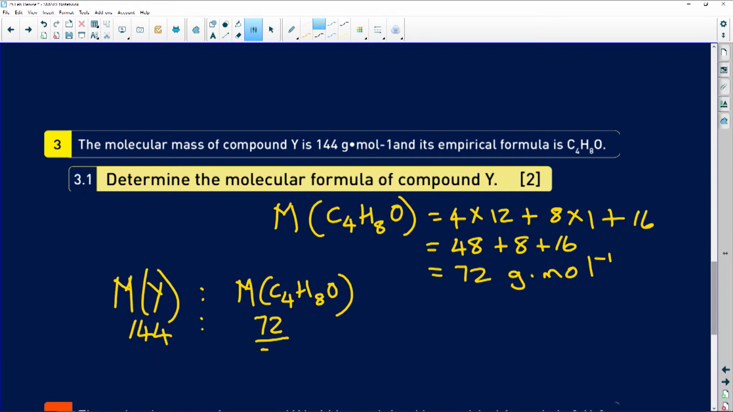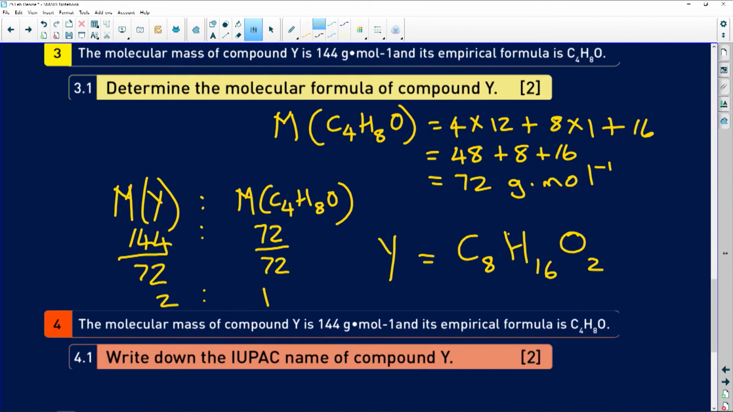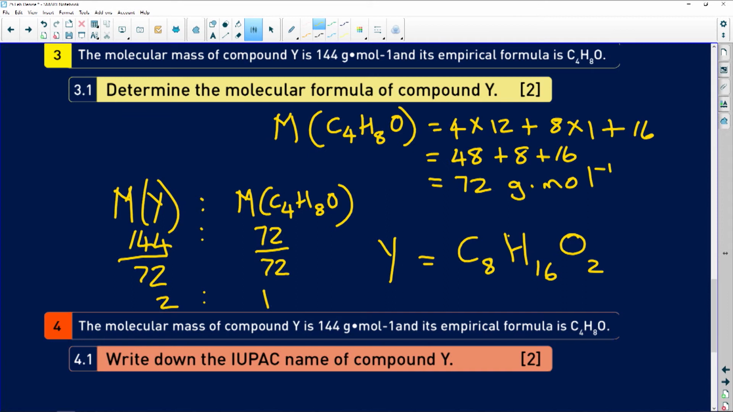So we divide by the smallest number throughout, and I get a factor of 2 to 1. Therefore compound Y is going to be equal to double C4, double H8 and double O1. So we just have to multiply by a factor of 2 throughout to get the molecular formula. So this is going to be C, 4 times 2 is 8. Hydrogen is 8 times 2, which is 16. Oxygen, there was 1, and it's O2. And there we go.